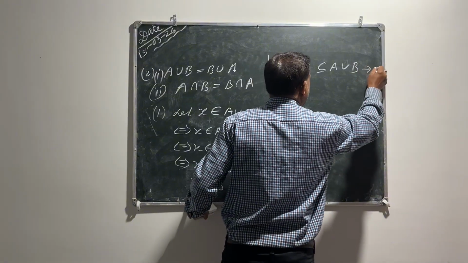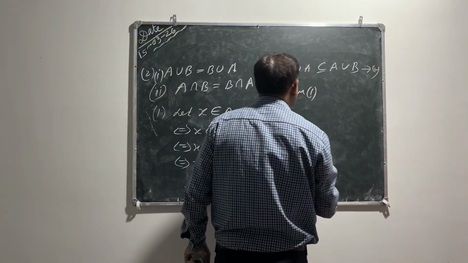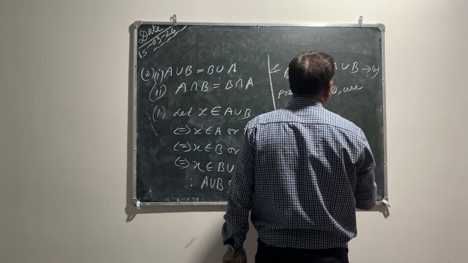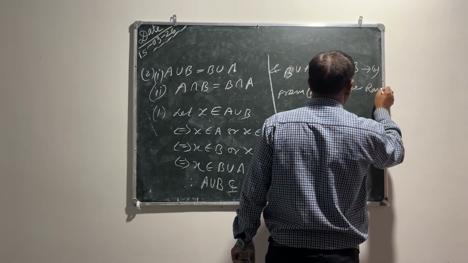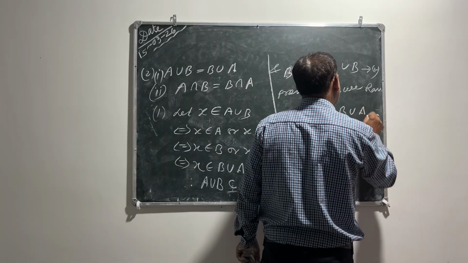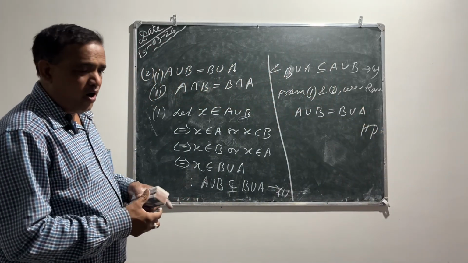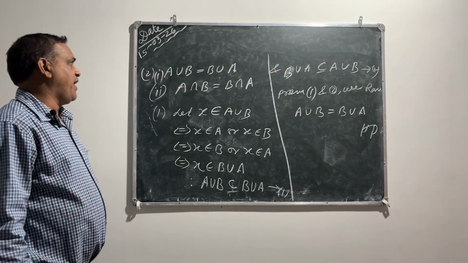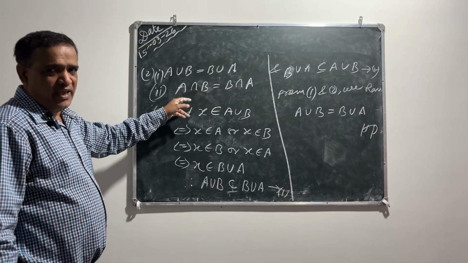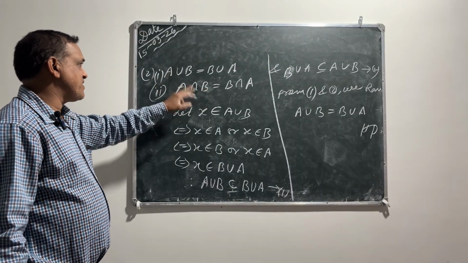This is number two. So from 1 and 2 we have A union B equal to B union A. In case of the commutative law, A union B equals B union A, and A intersection B equals B intersection A. This is called the commutative law of union and intersection separately.